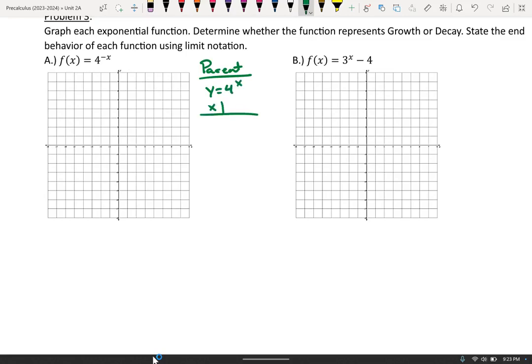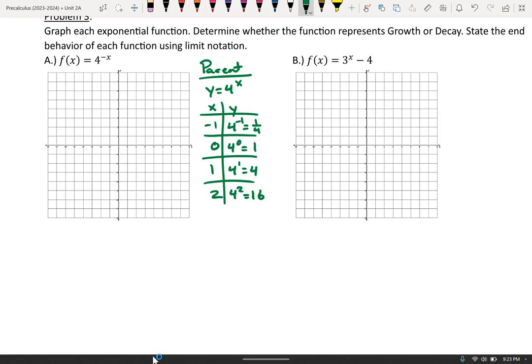So I'm going to go ahead and just make that table real quick. -1, 0, 1, and 2. And so I have 4 to the -1. As we saw previously, that would be 1/4. 4 to the 0 would be 1. 4 to the first would be 4. And 4 squared would be 16.